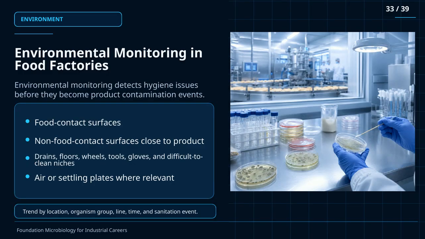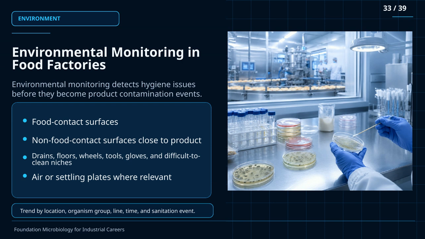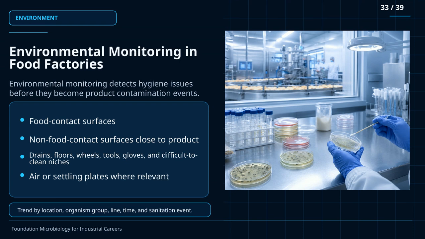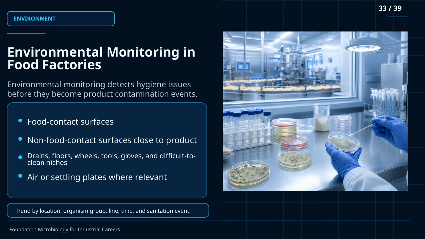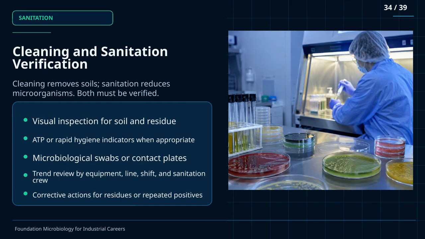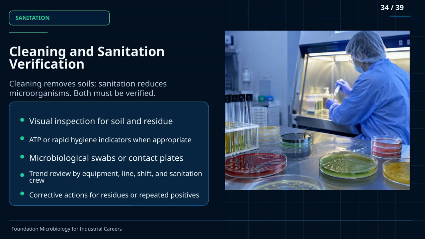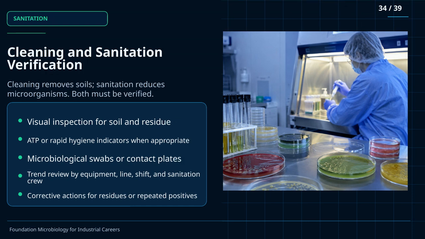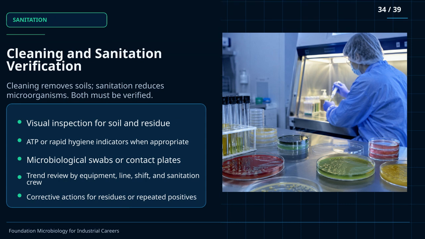Environmental monitoring in food factories helps identify hygiene issues before they become product contamination events. Sampling sites should be selected by risk and trended by location, organism group, line, time, and sanitation event. Cleaning removes soil, while sanitation reduces microorganisms. Both must be verified. Visual inspection, ADP or rapid hygiene tools, microbiological swabs, contact plates, and trend review can support effective verification.